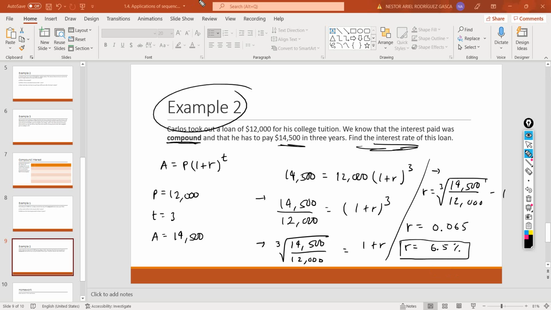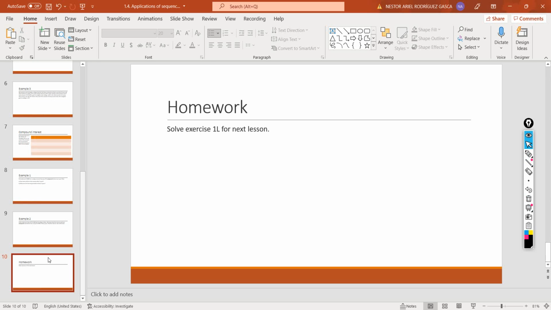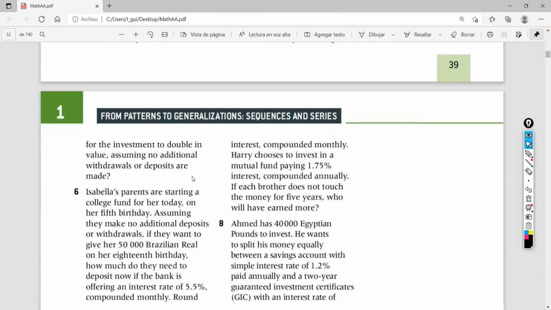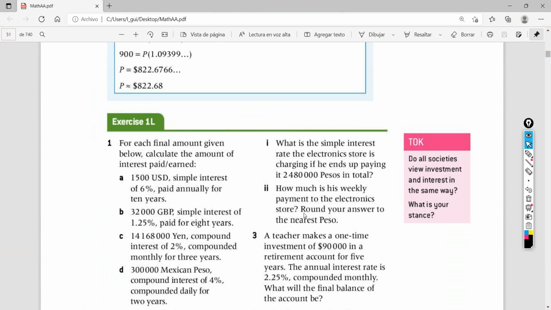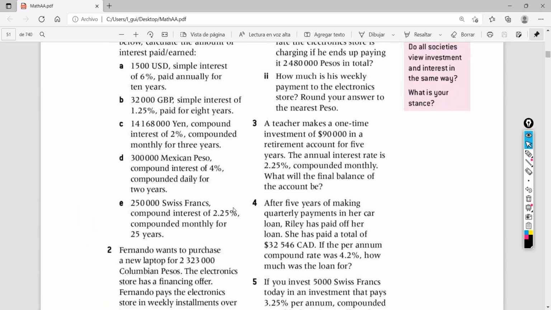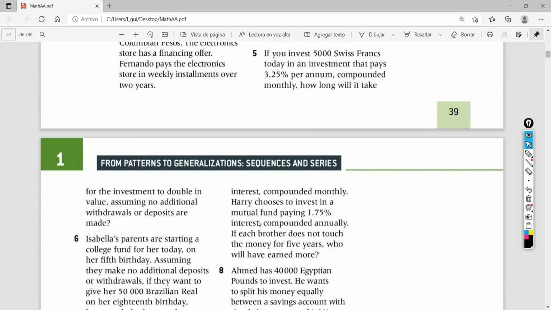So there you go, guys. I think it's enough with these two examples. That's enough for you to understand how compound interest works. I want you to begin already with that section of problems, which is exercise 1L. All of these ones, there are 8 problems, and I want you to have them done for the next lesson. All of these problems are on simple interest and compound interest. And in my opinion, they're not difficult. You're going to be able to do them on your own.